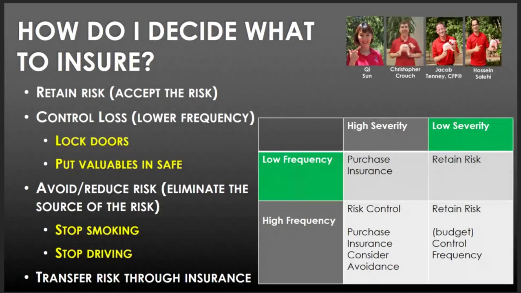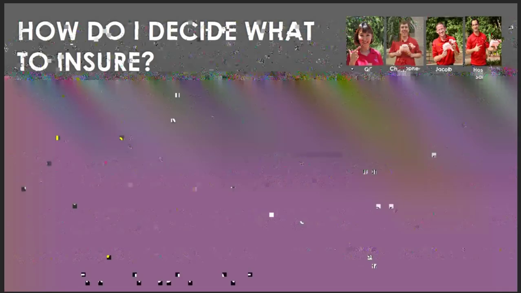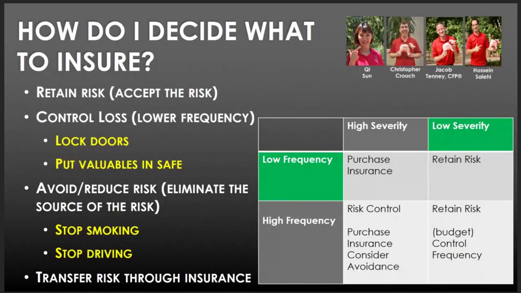So we'll start in the top right-hand side. That's low frequency, low severity. Whenever this happens, maybe the event doesn't happen very often, and when it does, you don't really lose out on a lot. So when that happens, you just kind of retain the risk. And what retaining the risk means is you know it's there, but you basically just choose to retain it. You know that you could lose something, but the severity is not that bad. So you might just accept it and go on.